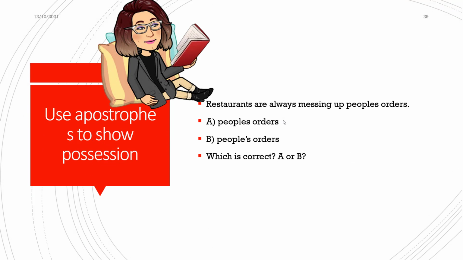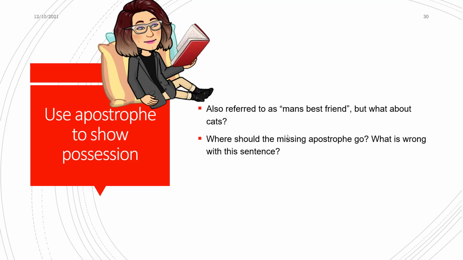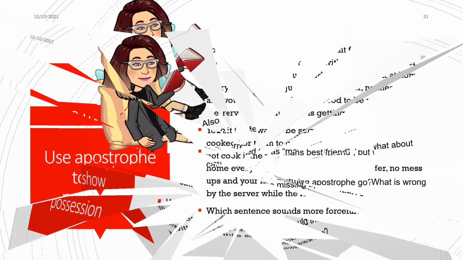Use apostrophe S to show possession. And so restaurants are always messing up. You need apostrophe S, people's orders. So the answer is B. Use apostrophe to show possession, also referred to as man's best friend. So you can tell that I got all of these examples from people's papers, okay? So this person wrote about cats are better than dogs, or dogs are better than cats, one of those. So she forgot to put in an apostrophe whenever you show possession.